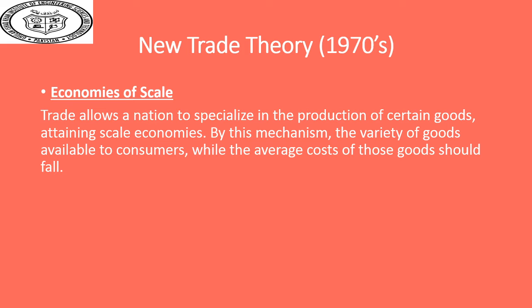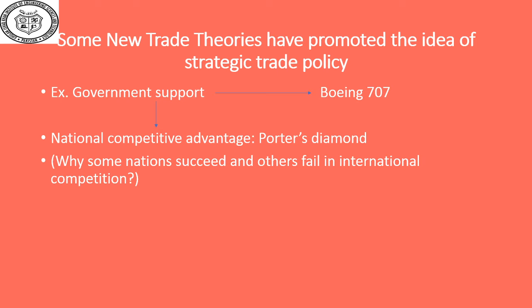So this one will go into some other things. Some new trade theories have promoted the idea of strategic trade policy. This is happening right now. For example, even in the US, the government supports the aeronautics industry. For example, for Boeing and the Boeing 707, the US government assisted, and in so many industries' strategies, government is involved.